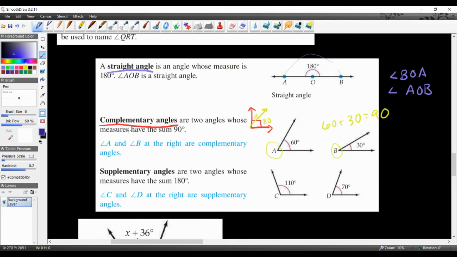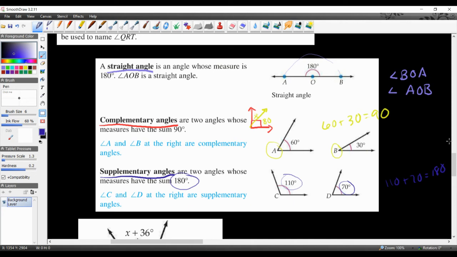Supplementary angles are kind of like your straight angle here. They equal 180. So it's going to be like the one we have up here, but there's going to be a cut through it where it separates it into two different angles. And this time, instead of equaling 90, we're going to equal 180. So here you can see that 110 plus 70 is equal to 180.